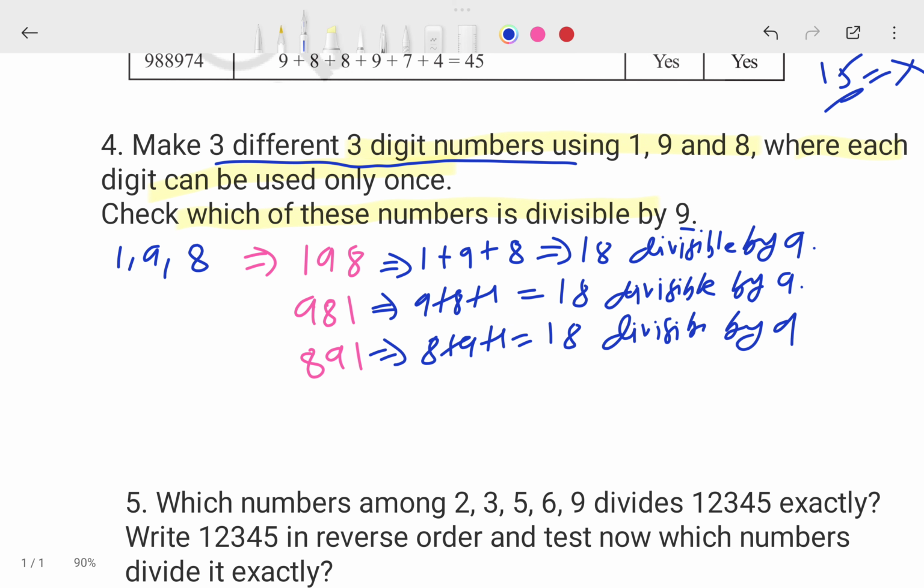So by using 198, we make 3 different numbers: 198, 981, 891. When we check whether all these numbers are divisible by 9 or not, we add and we see 18. It is divisible by 9.